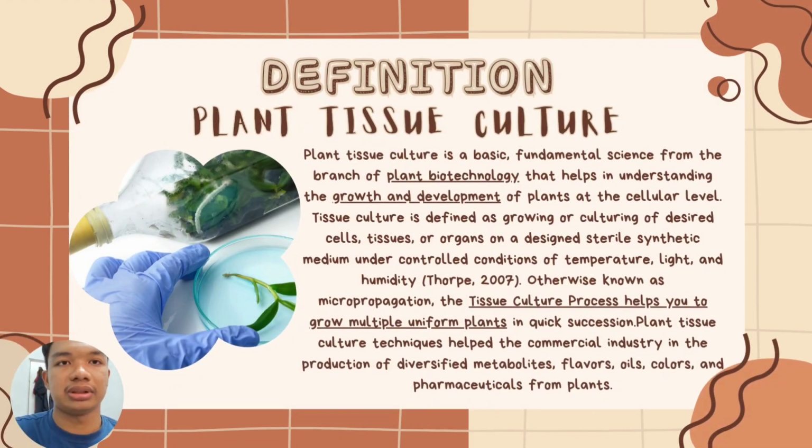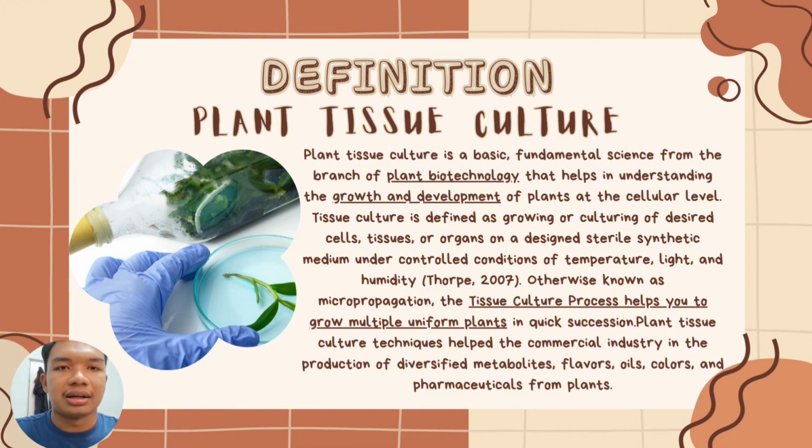Next, I will explain about the definition of tissue culture. Tissue culture is the fundamental science influenced by biology. It involves the cultivation of desired cell, tissue, or organ in a sterile synthetic medium. The conditions such as temperature, light, and humidity are controlled during the process. Micropropagation, also known as plant tissue culture, allows for the rapid and uniform growth of multiple plants. It provides a controlled environment for the development of plants at the cellular level.